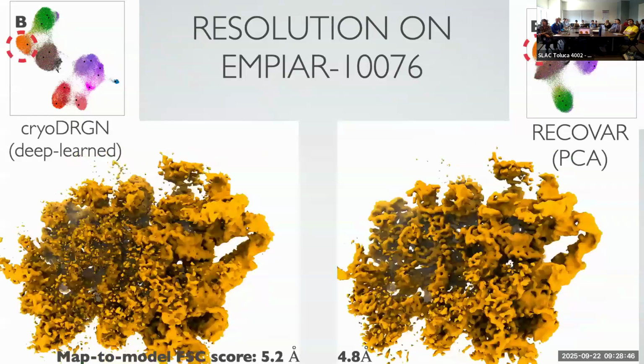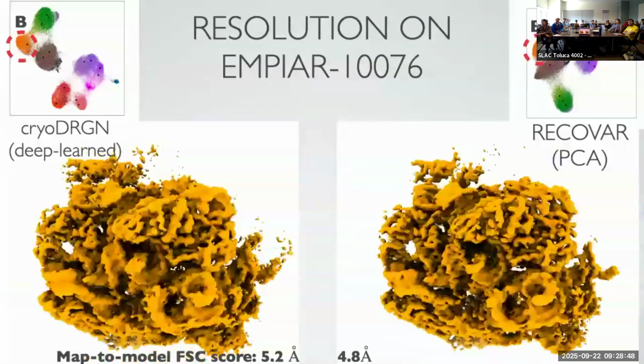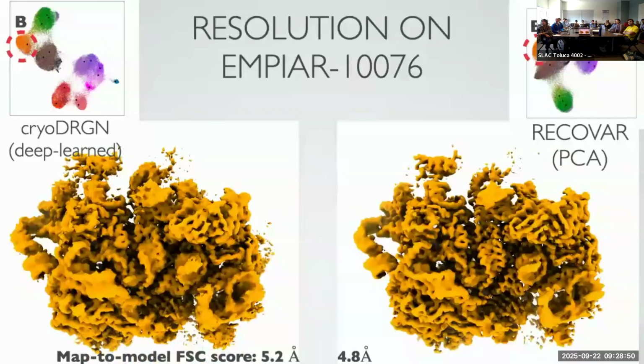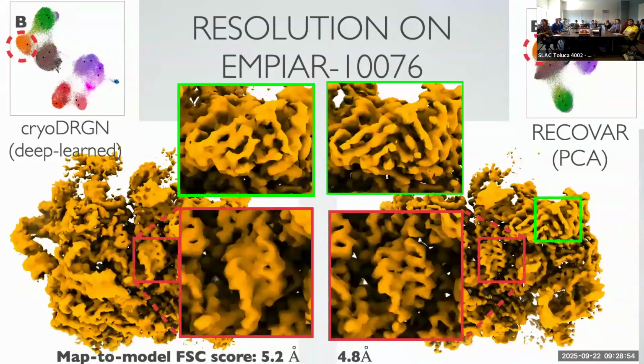So both of them look quite nice, but if you're used to staring at Cryo-EM volumes, you'll notice that the one on the right is actually slightly higher resolution. So if you zoom in here, you can maybe spot the backbone a bit better. And that's also confirmed by comparing it to the known atomic model for this ribosome.